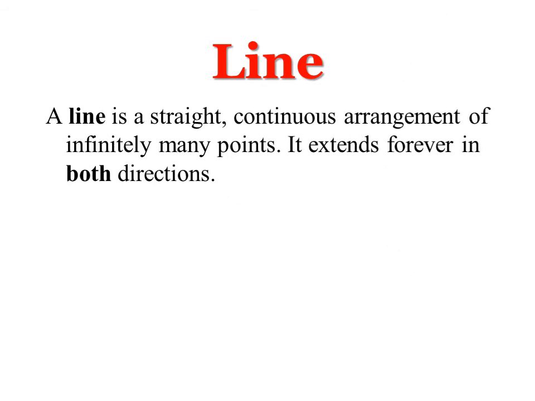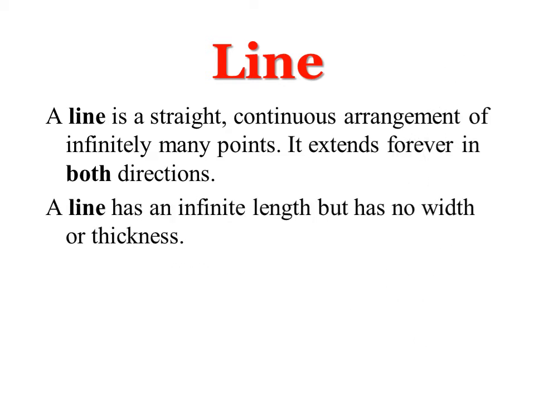What is a line? In geometry, a line is a straight, continuous arrangement of infinitely many points. It extends forever in both directions. And a line has an infinite length but has no width or thickness. So we have there an example of a line. What can you see on the line? There are 2 points on the line. We have points A and B.